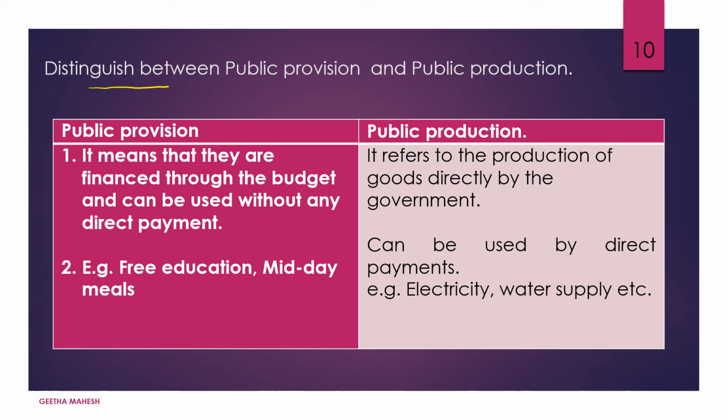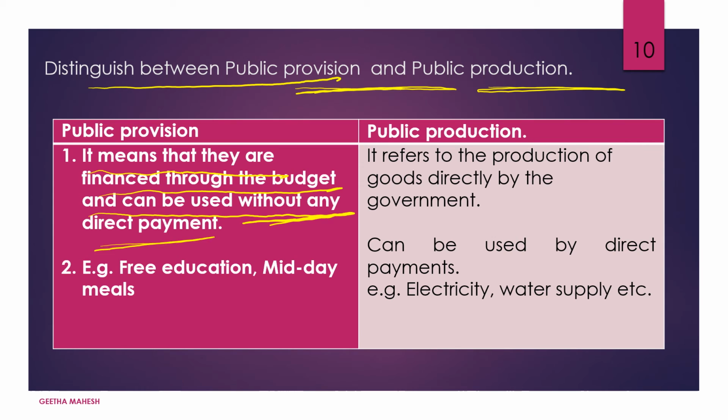Now distinguish between public provision and public production. What is public provision? It means goods are financed through the budget and can be used without any direct payment. Take the example of midday meals. These midday meals are financed through the budget itself, but while children are enjoying midday meals, they are not making any direct payments. So they can be used without any direct payment.